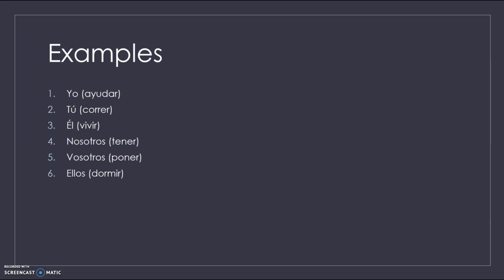Okay, so let's look at some examples. Yo form of ayudar, ayudara. We went from ayudaron, we dropped the on, and we added the a. Correr. Well, we'd start with corrieron, and to put it in the tú form, we have to drop the on and add as. Corrieras. Él, vivir becomes viviera. We went from vivieron to dropping the on and adding the a.